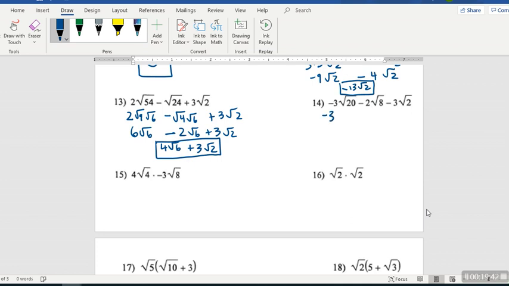All right, simplify. Root 20 goes to root 4 root 5. Root 8 goes to root 4 root 2, and then this stays the same. We know the square root of 4 is 2. Multiplied by this negative 3 out here is negative 6 root 5. And we know the square root of 4 is 2 times this 2 is minus 4 root 2 minus 3 root 2. Final answer, negative 6 root 5 minus 7 root 2.